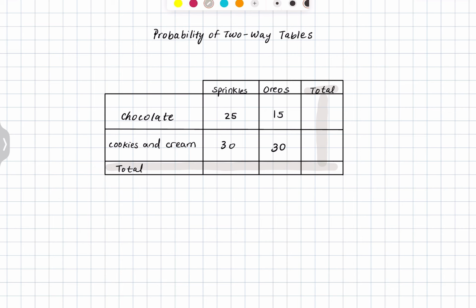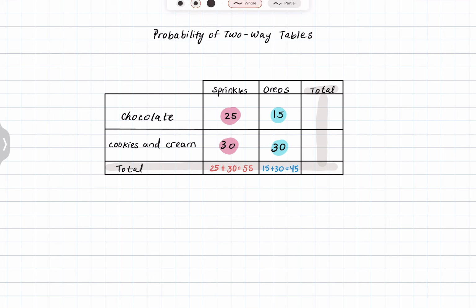So let's go ahead and fill out these boxes, and all we have to do is just add this number and this number to get us this number. So 25 plus 30 is going to give me 55. And then Oreos, all I have to do to add this column up is just add 15 and 30 to get me this side. So 15 plus 30 equals 45.